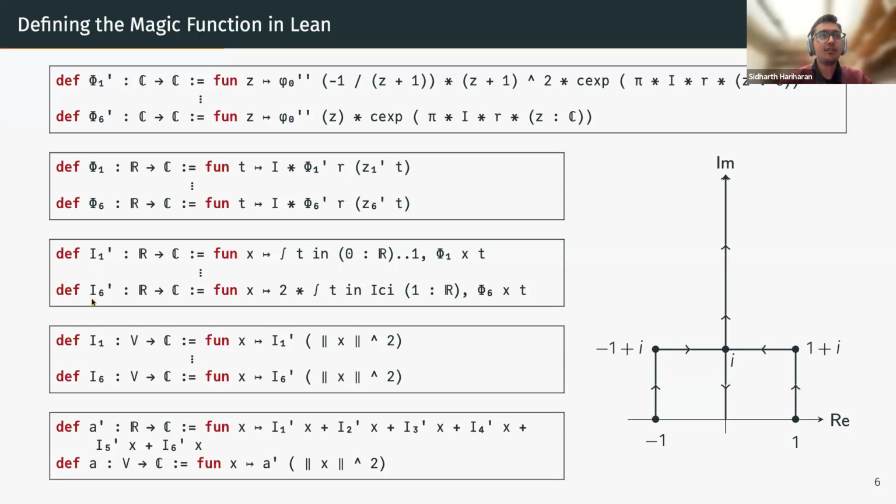Then we define 6 integrals I1 primed up to I6 primed, which go from R to C. And then we have I1 up to I6, which is these composed with the norm squared. Then we define A primed from R to C to be the sum of these, and A to be that composed with the norm squared.